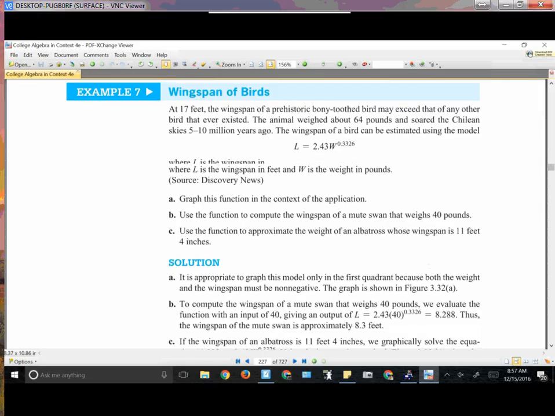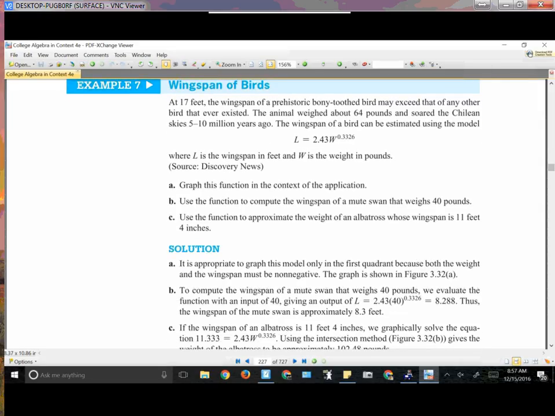Now, wingspan of a birdie. At 17 feet, the wingspan of the prehistoric bony-toothed bird may exceed that of any other bird that ever existed. The animal weighed about 64 pounds and soared the Chilean skies 5 to 10 million years ago. The wingspan of a bird can be estimated by using the model. So you use this in biology to determine, based on its weight, what the wingspan should be, where L is the wingspan in feet and W is the weight in pounds.